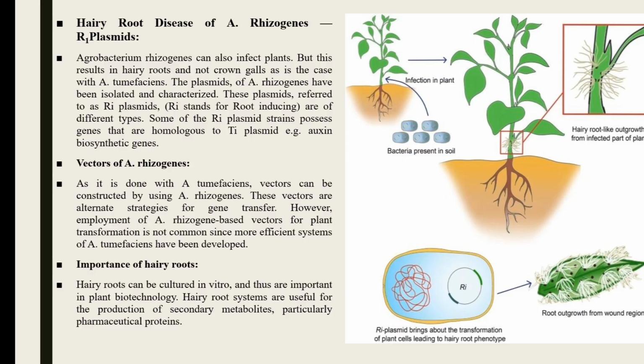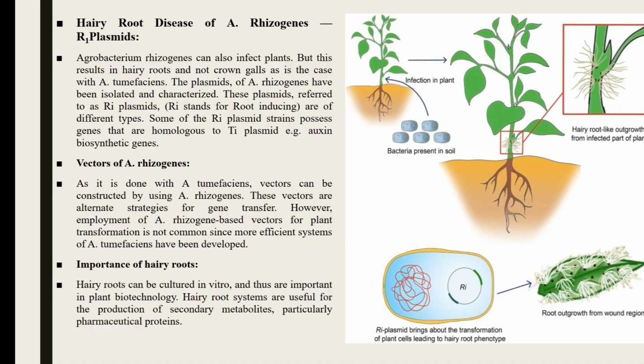These plasmids, referred to as Ri plasmids, Ri stands for root-inducing, are of different types. Some of the Ri plasmid strains possess genes that are homologous to Ti plasmids, such as auxin biosynthetic genes. When Ri plasmids were infected into the plants, hairy-like structures were produced around the infected area.